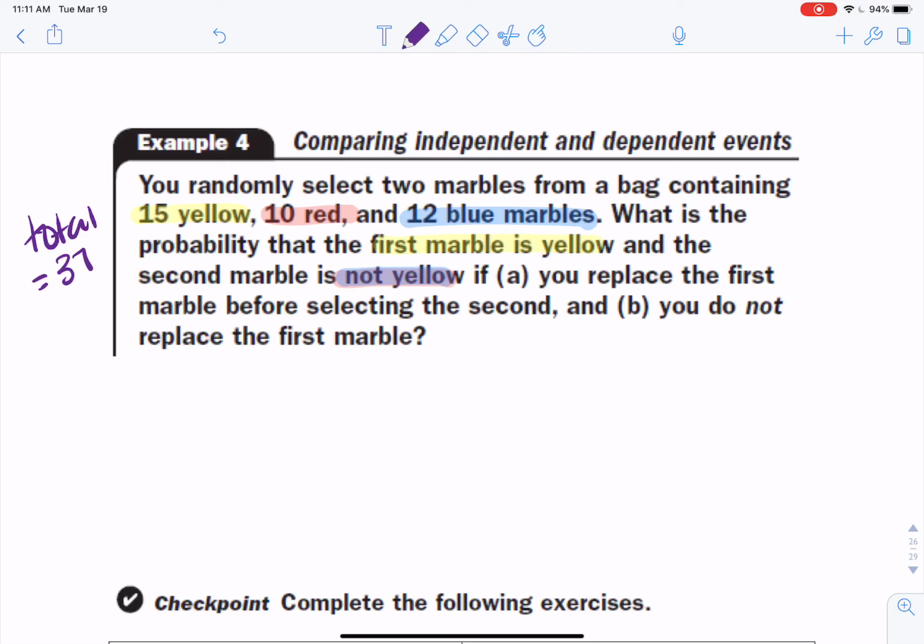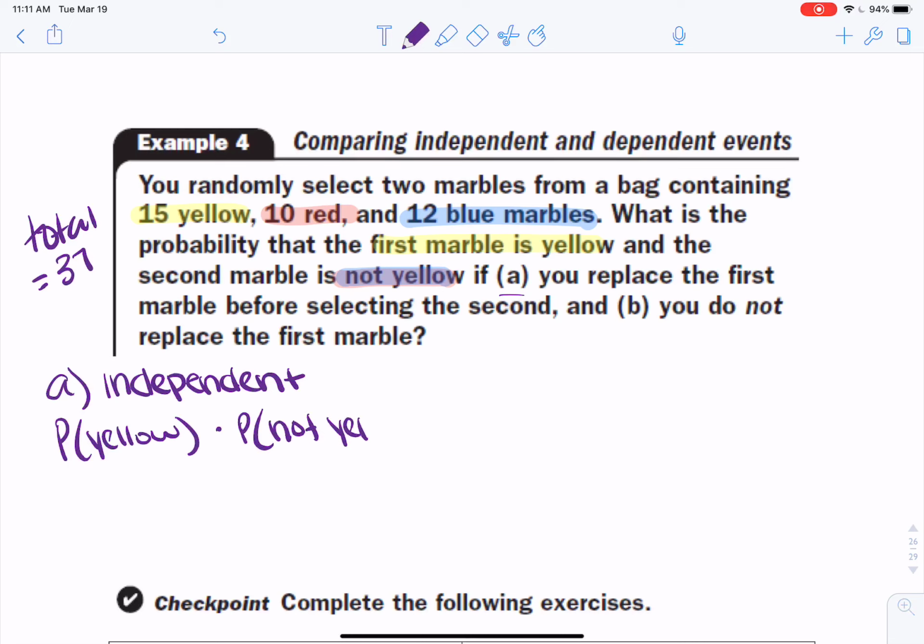So the question says for part A, what's the probability of the first marble being yellow and the second one being not yellow if we replace the first marble? So what that means is we took out a marble for our first draw, and then we put it back. So we look at the probability of the marble being yellow times the probability that it's not yellow. So the probability of it being yellow would be 15 out of 37 times not yellow, so there's 10 red and 12 blue, so that's 22 out of 37.